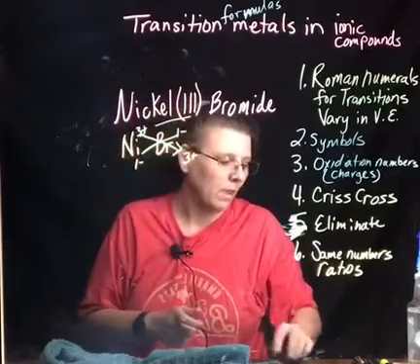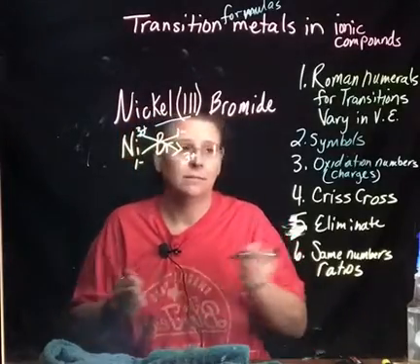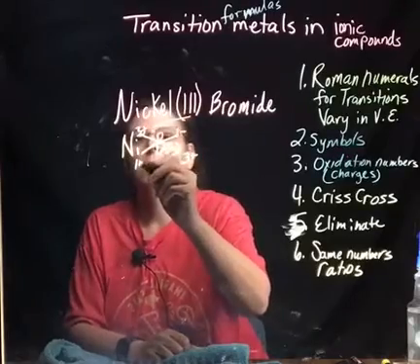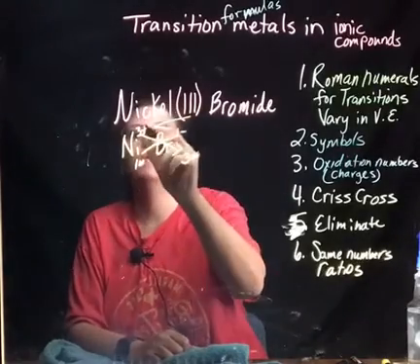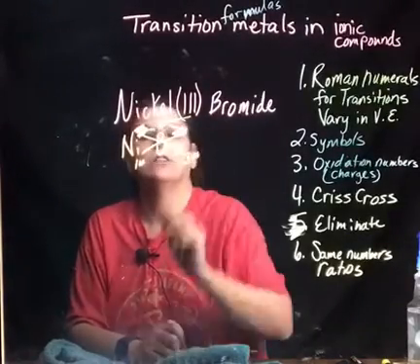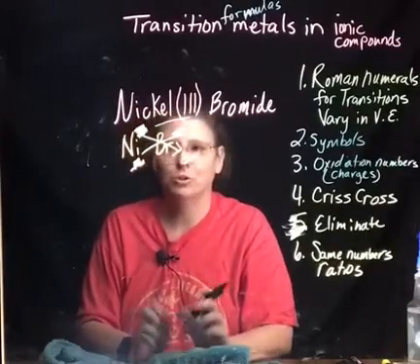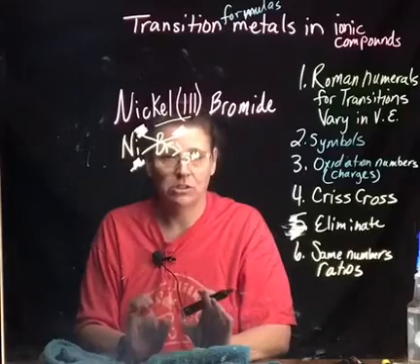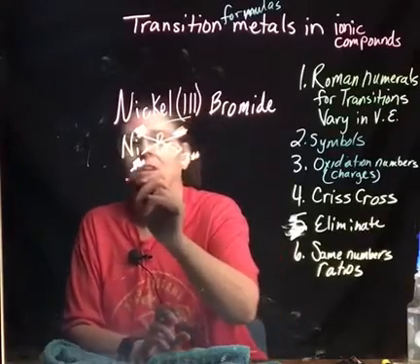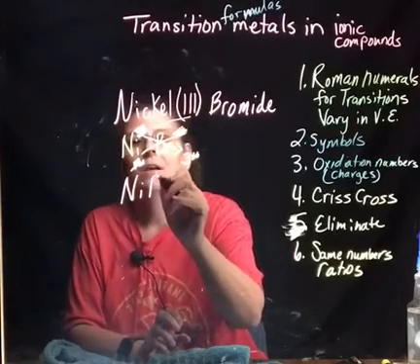Okay? We're going to eliminate what we don't need. Well, we know we don't need charges. We know we don't need our oxidation numbers up here anymore. We don't need a 1 because 1s are assumed. We know they're there, just like in math. So it's NiBr3.